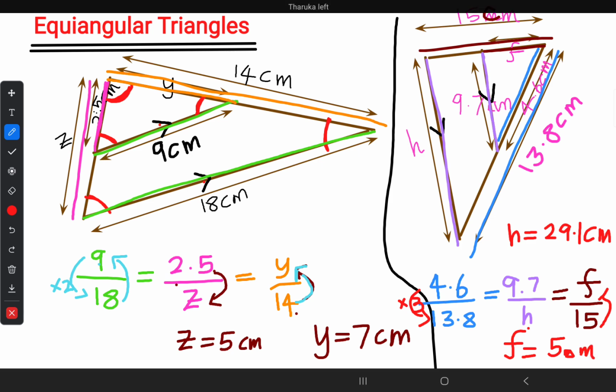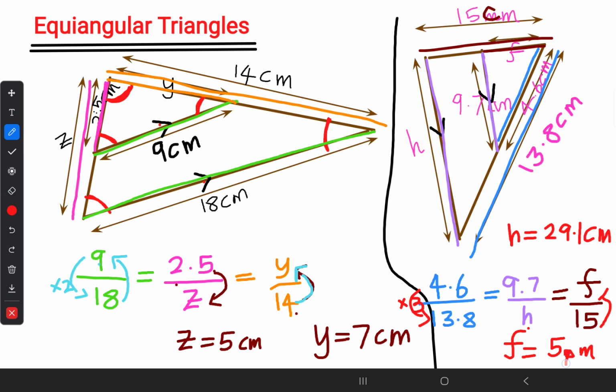If you want to solve this, you can use whatever method you know, but this is the simpler one. Look at the ratio between denominator and numerator. If you need the denominator, multiply. If you need the numerator, divide to finalize your answer. That's all from the equiangular triangle.